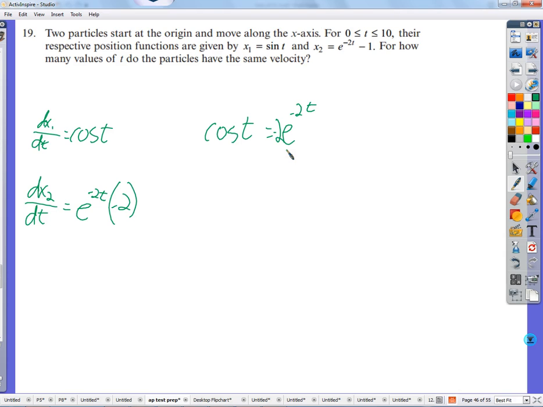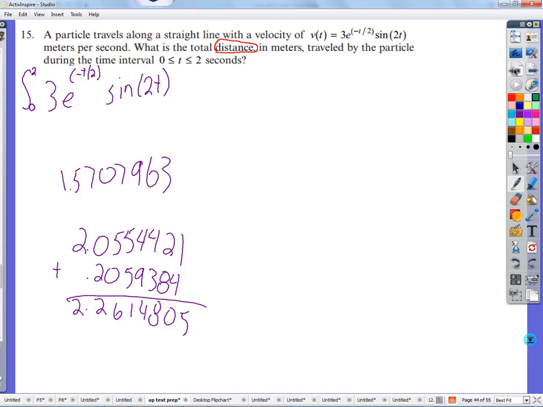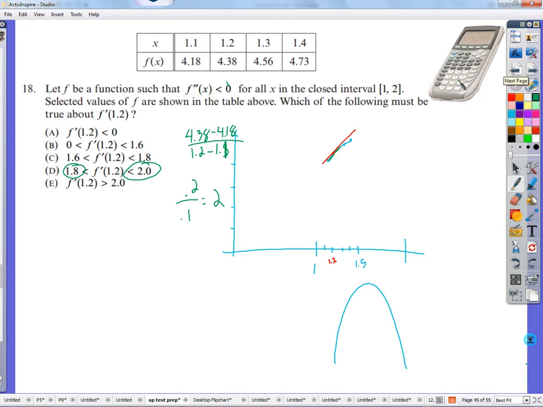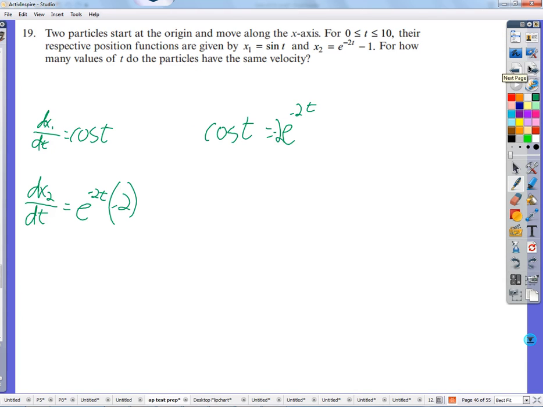But remember, this is number 19, which has this guy, right? We can use our calculators. How do we use our calculators to figure out when these are equal to each other?